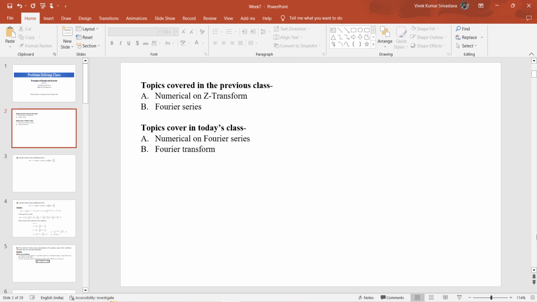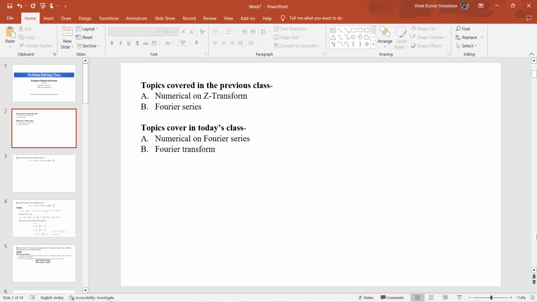So in the previous class we have covered various topics such as numericals based on the Z transform, and then we have seen the Fourier series representation of any continuous time signal. There we have seen why Fourier series is necessary and how to determine the Fourier series of any continuous time signal. Then we also saw the inverse problem, where the Fourier series coefficients are given to us, and then how to determine the signal that gives us those coefficients.